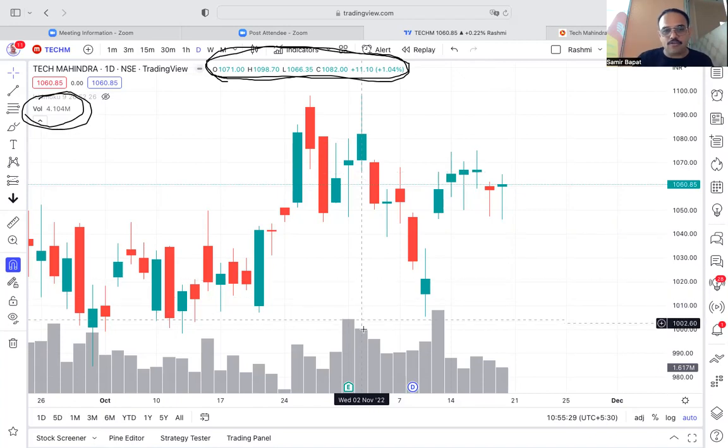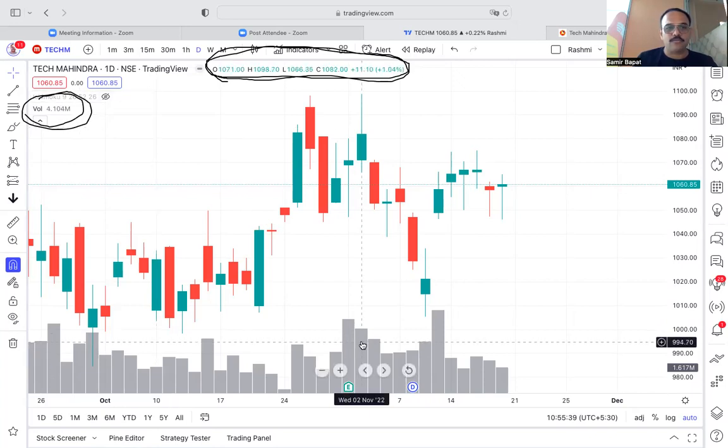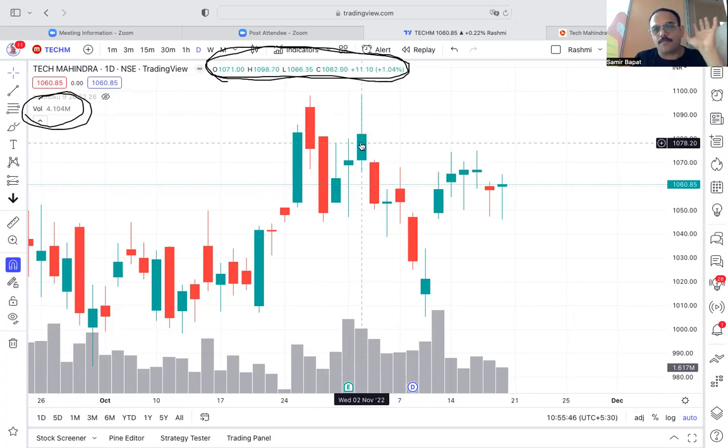If I see below this, the gray building shows me the volume. If I want to see the volume number, it will come here on the left-hand side. I have made a black circle. The volume, number of shares, will be visible there. Open, high, low, close values will be visible from the top.